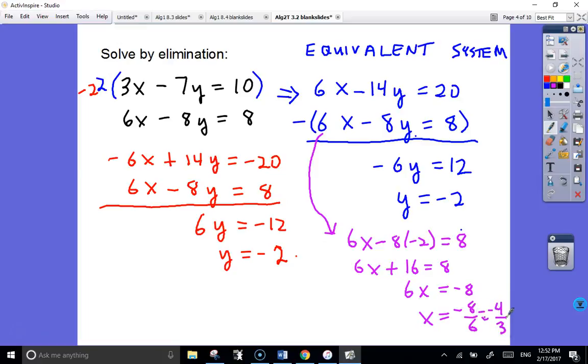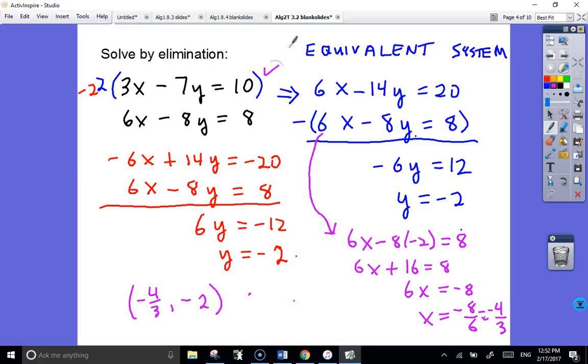Right. Now, how could you be sure? You could plug them into the original equations and check. Negative 4/3, negative 2. So let's see. 3 times negative 4/3 would be negative 4. Negative 7 times negative 2 is positive 14. Negative 4 plus 14 is 10.